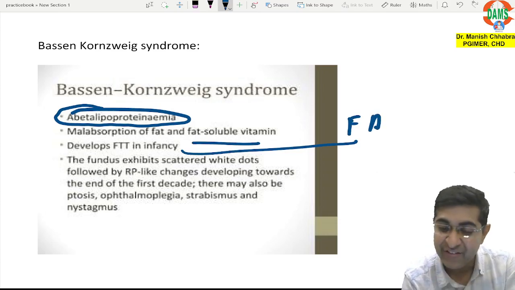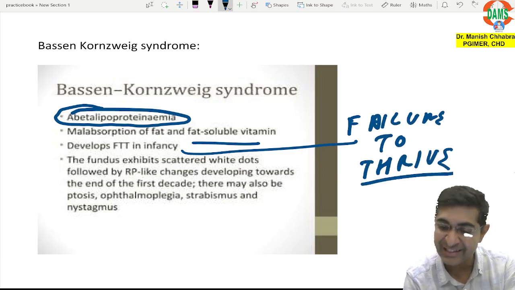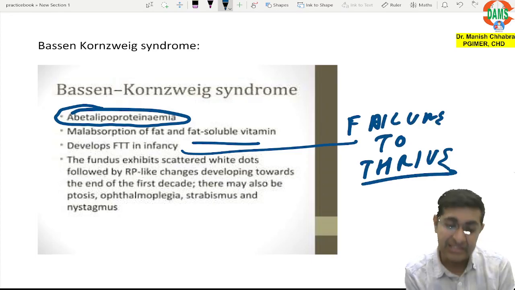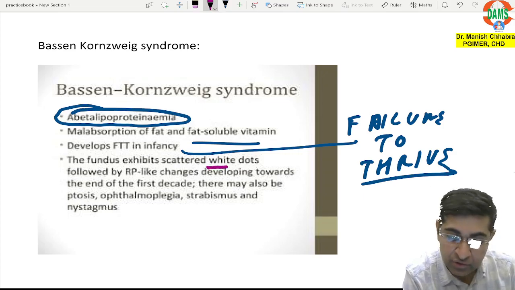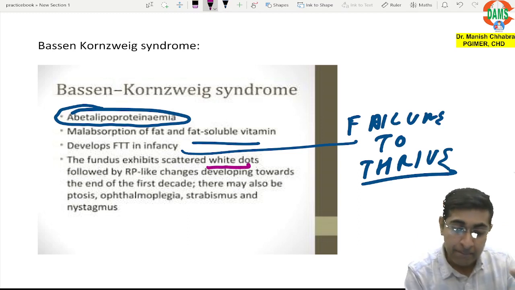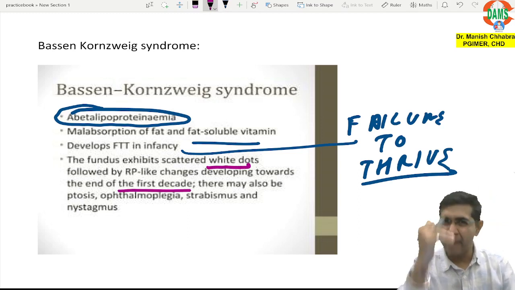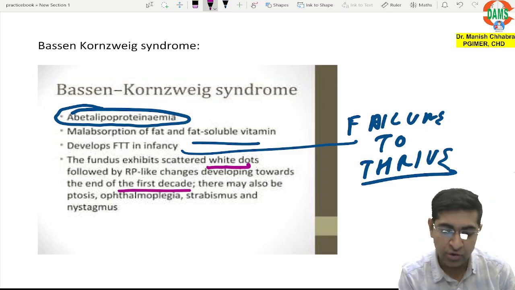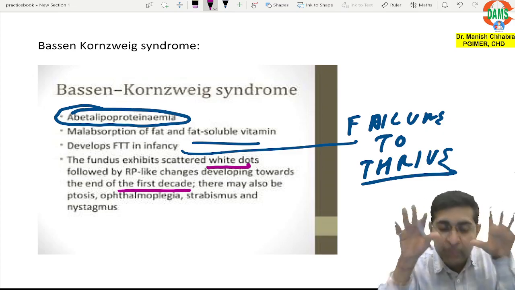Yes, it is failure to thrive. You studied it at the time of clearing PG, we studied it in pediatrics. Yes, but the typical features will be that there will be white dots which will be completely scattered, right, and this will be visible by the first decade, means within 10 years. Yes, so as the child proceeds towards 9 years, 10 years, you will start seeing white dots on the fundus, and there will be typical restriction of the movement of the eyes.